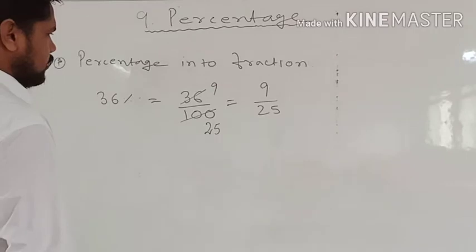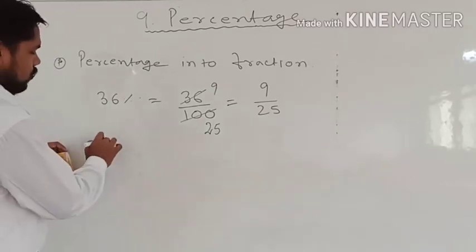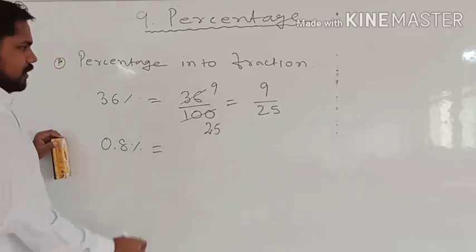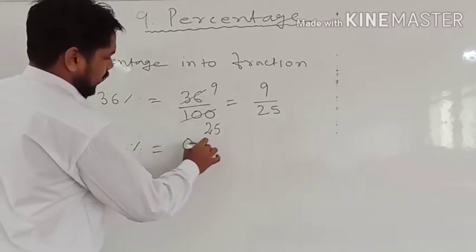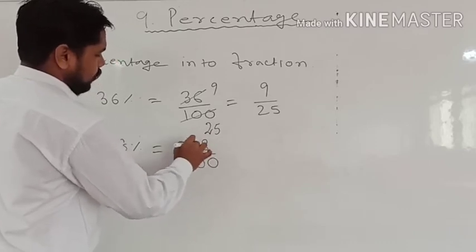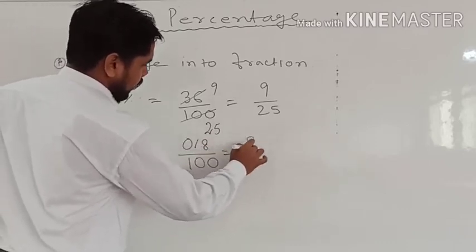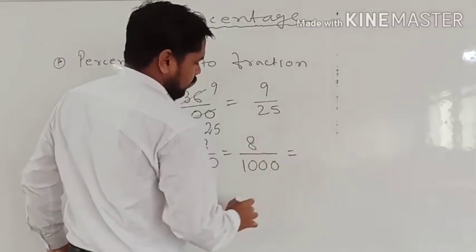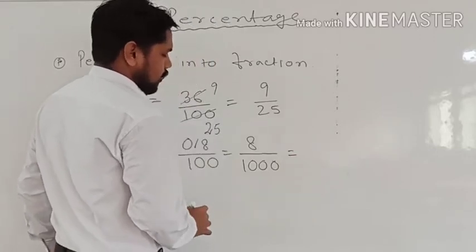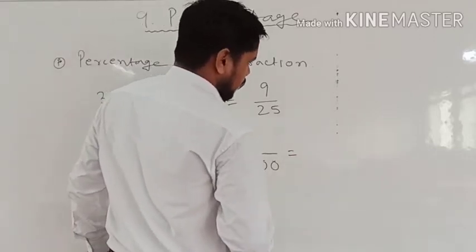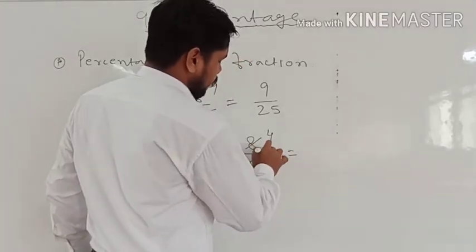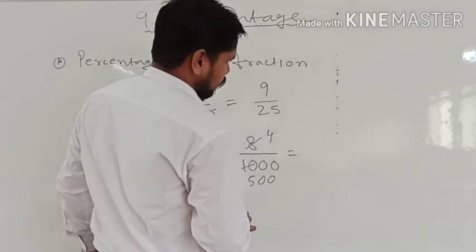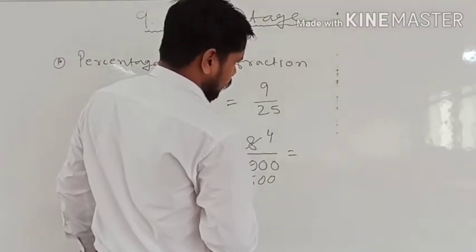Let us take one more example, suppose 0.8%. If you want to convert 0.8% into a fraction, this will also be 0.8 divided by 100. If you remove the decimal, it will be 8 divided by 1000. And if you reduce this fraction, 8 how many times will it go? 4 2s are 8, 5 2s are 10. So 4 by 500, right?